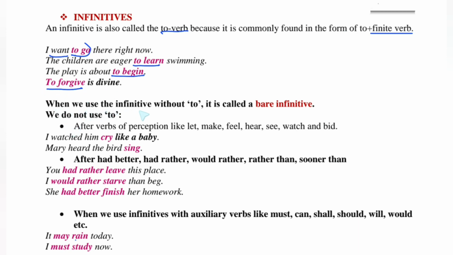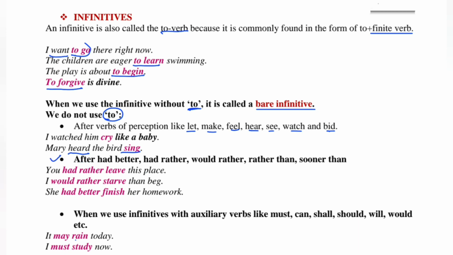This infinitive can also be used without to, and it is called bare infinitive. When should we not use to with first form of verb? After the verbs of perception like let, make, feel, hear, see, watch and bid. For example, I watched him cry like a baby. Not I watched him to cry like a baby. I watched him cry like a baby. Mary heard the bird sing. Not Mary heard the bird to sing. So this heard is finite verb and sing is infinitive, bare infinitive.